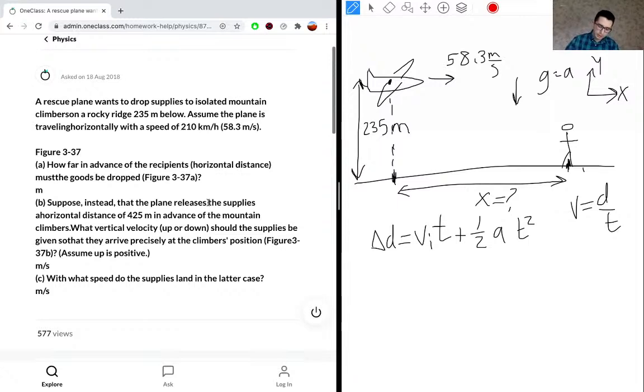So delta d, from the plane to the ground, is negative 235 meters. The negative sign is important because it'll mess up the value if we don't put it in correctly. So we look at the final location and where we're starting from. The final is 0, and we're at 235 meters, and the package is going to land at 0. So final minus initial will give us delta d. So 0 minus 235 is just negative 235.